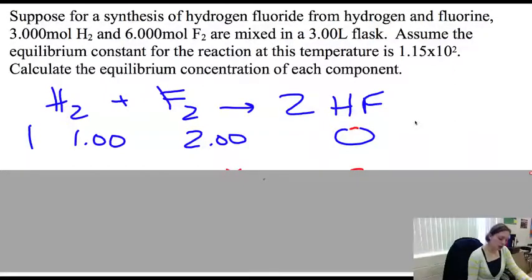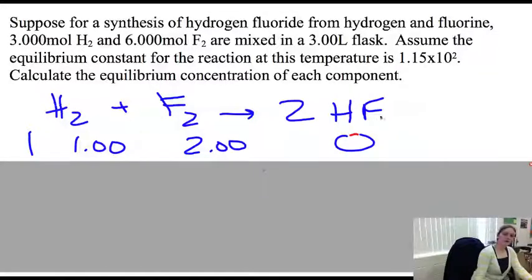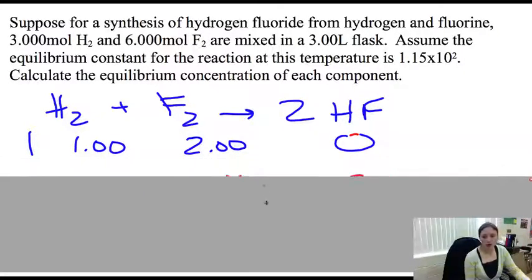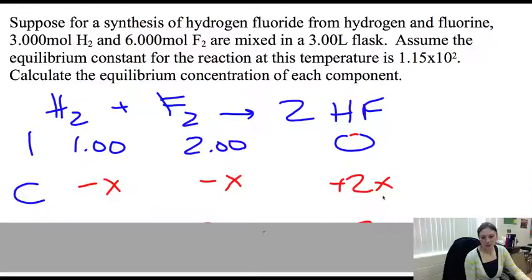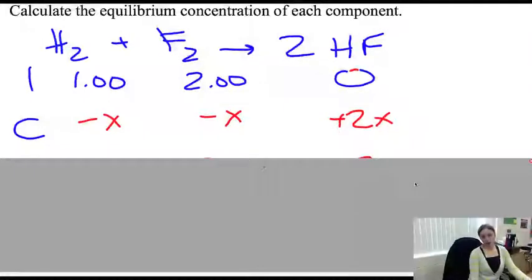I need to figure out my change, which means I need to figure out my Q value. All right, well, the easy way to do this actually is to look and say, okay, if I have a 0, it's going to shift that way because you cannot use up something that you don't have. So this one has to shift to the right because I don't have anything on the right side. I can't shift to the left because you don't have any products to make any reactants. Okay, so that means it has to go to the right, which means it's going to be a minus x, and it has to be a plus 2x because my coefficient there is 2.